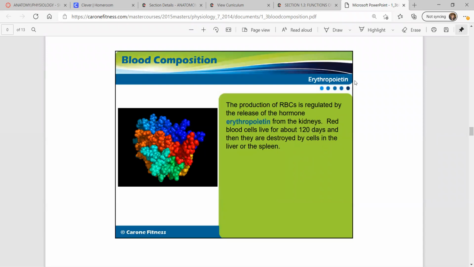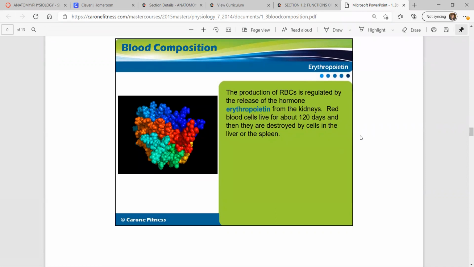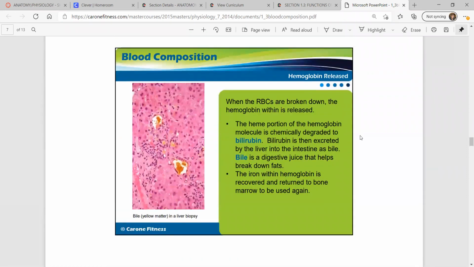Erythropoietin. Very interesting word. So they live about 120 days, about 4 months, and then they are destroyed by cells in the liver or the spleen. And when these red blood cells are broken down, the hemoglobin within is released. The heme portion of hemoglobin is chemically degraded to bilirubin. And that is then excreted by the liver into the intestine as bile.